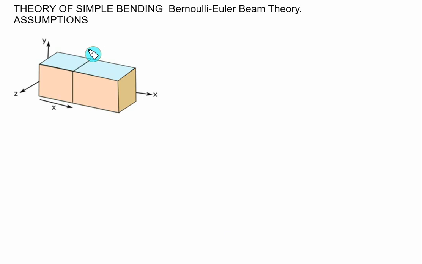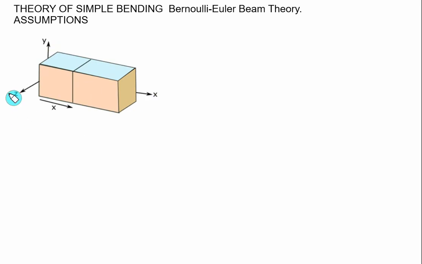Here we want to discuss the theory of simple bending, which was developed by Bernoulli and Euler, also called the Bernoulli-Euler beam theory. We'll make certain assumptions about elasticity and the transverse plane. We'll consider a rectangular cross section and a transverse plane subjected to bending. This one is before bending, and after bending the beam will get bent. Bending moment is applied about the z-axis, and bending takes place in the xy plane.